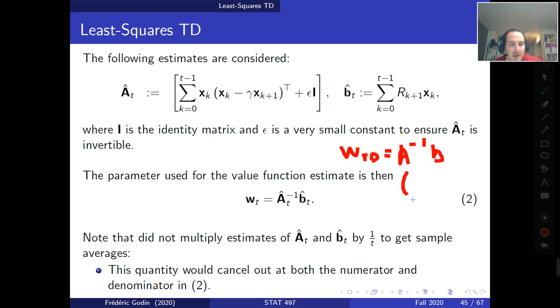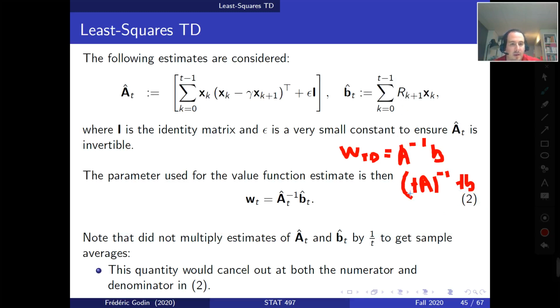Okay, but here this is equal to, we can write this instead. So if we can write this instead, the t here and here cancel out, so this expression is equal to this, and this is why in the estimates we don't need to divide by 1 over t on both sides. We can multiply both estimates by t, and we would still get a suitable estimate of the TD fixed point.